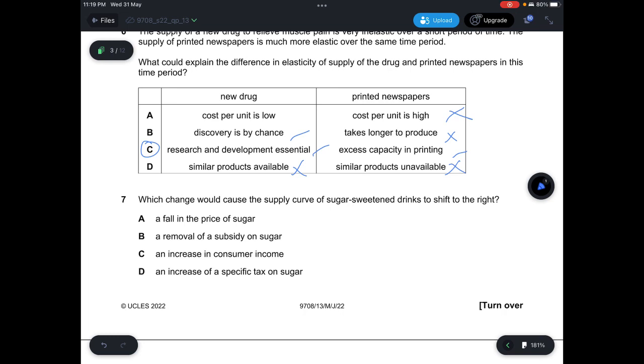So A says a fall in the price of sugar, which is correct. B says a removal of a subsidy, which is not correct. A removal of subsidy will result in the supply curve shifting to the left. C says an increase in consumer income. This would result in the demand curve shifting to the right, not the supply curve. D says an increase of specific tax, which will result in a shift of the supply curve to the left. So the answer is A.